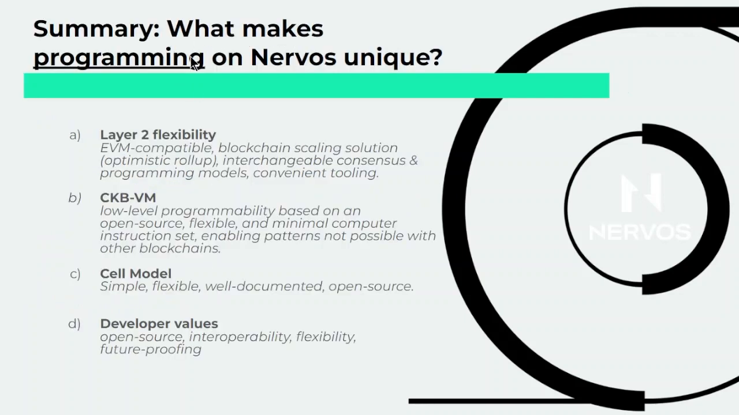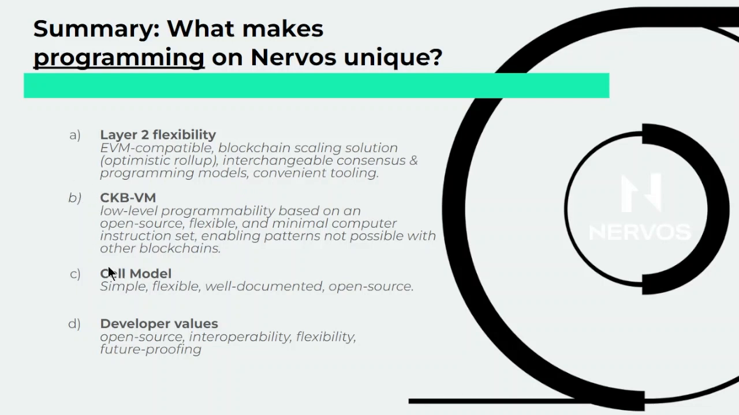So, summary: what makes programming on Nervos Network unique? We have a very flexible layer 2. It's going to be easy for Ethereum developers to come on over and develop on Nervos Network. We have a blockchain scaling solution, a rollup framework, on top of that as well. This is optimistic rollup, but you can use different types of rollups here. Interchangeable consensus, interchangeable programming models, and convenient tooling included.